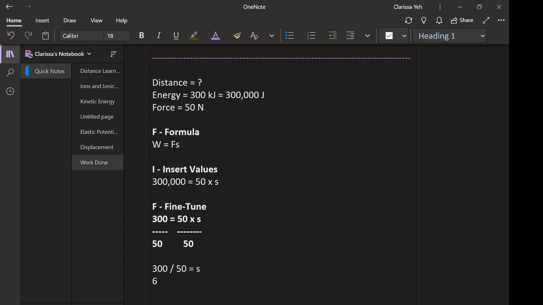And that is my final answer. And I put the unit in, 6 meters, because that is a distance. So in terms of, oh, I should write answer.